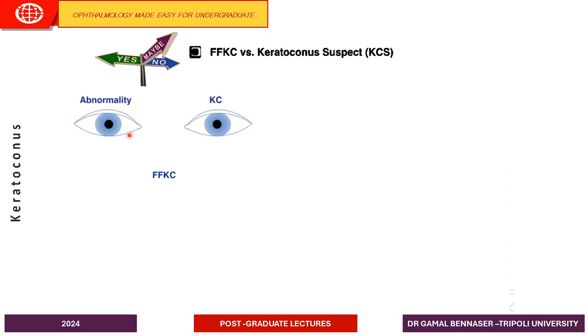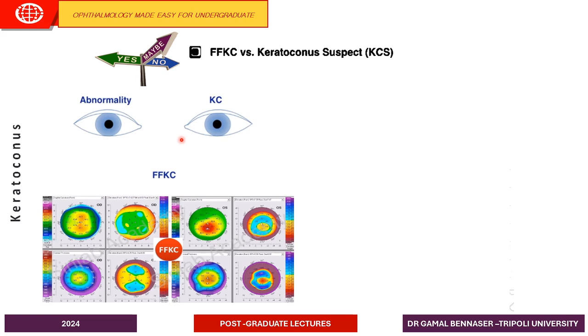In this case, this is named forme fruste keratoconus because, as you know, keratoconus is a bilateral disease, and if we have a unilateral eye with definite keratoconus, most likely the other eye will progress later on to a keratoconus. So this is known as forme fruste keratoconus, and this patient needs close follow-up because he might develop keratoconus later.